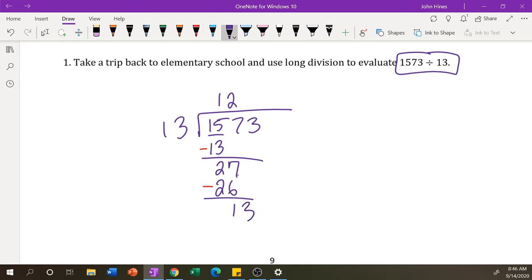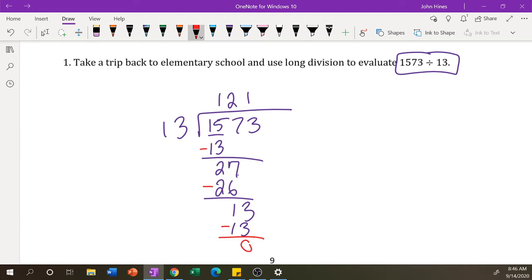And then we bring it on down and bring it on back and start one last time. We ask ourselves, how many times does 13 go into 13? And of course that answer there is 1. Multiply. We've got to do 1 times 13, which is 13. And then we subtract, so we get a remainder of 0.